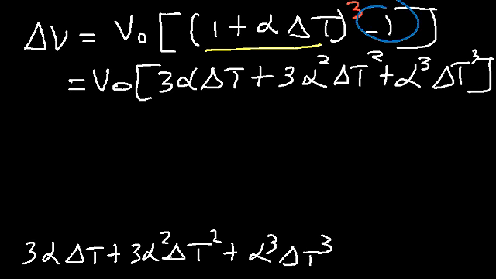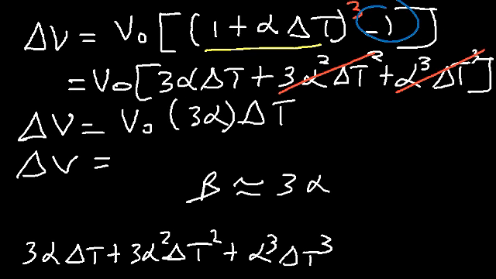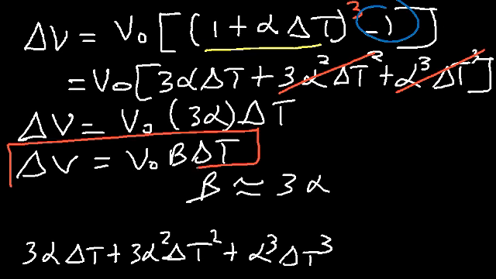Now when alpha is small, particularly for solids, we were able to cancel alpha squared because alpha squared will be even smaller. So this term is insignificant. So if alpha squared is very small, alpha cubed is even smaller. So we can get rid of this. So we can say that delta V is V0 times 3 alpha times delta T. And we said that beta is approximately 3 times alpha. So then we come up with this equation. Delta V is equal to V0 times beta times delta T, which is the equation that we were using for volume expansion. So you can see how it's related to linear expansion.